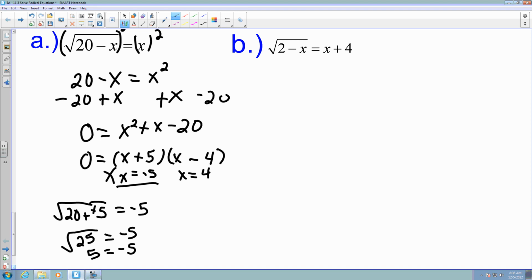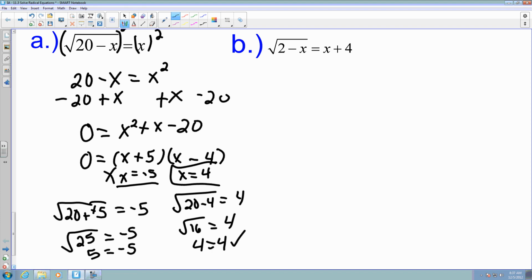So x equals negative 5 is an extraneous solution. So let's try 4. I have the square root of 20 minus 4 equals 4. That gives me the square root of 16 equals 4. 4 equals 4. So that checks out. So my answer here would be x equals 4.